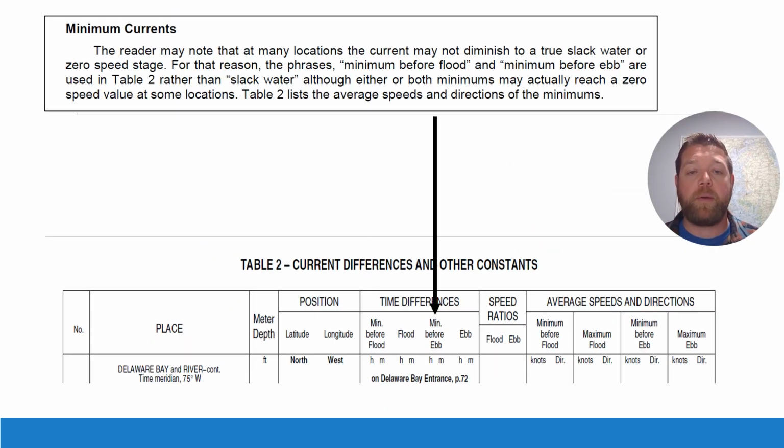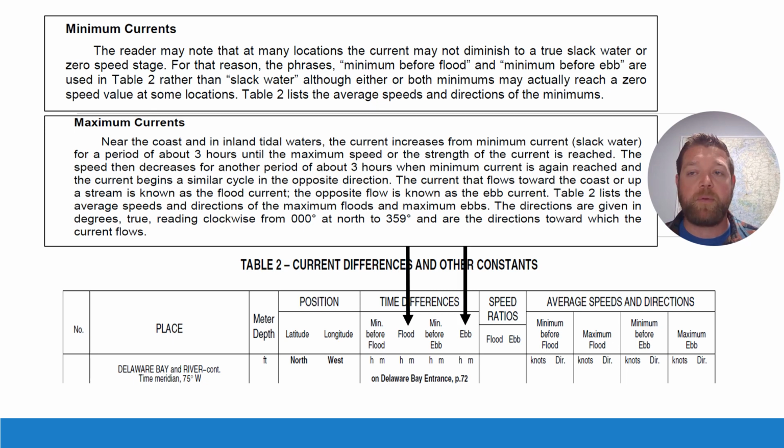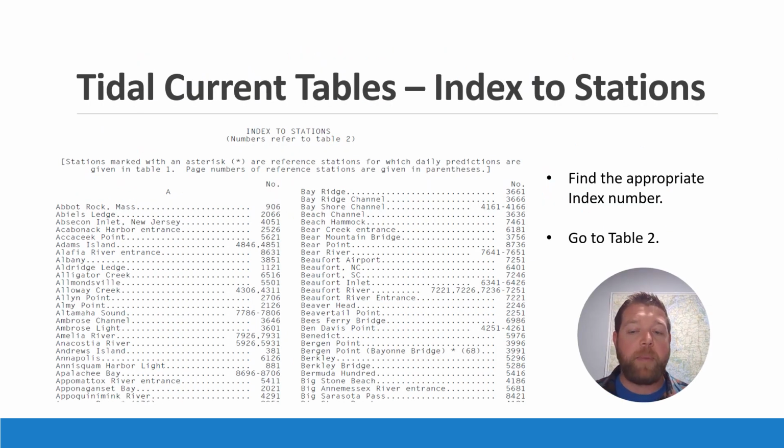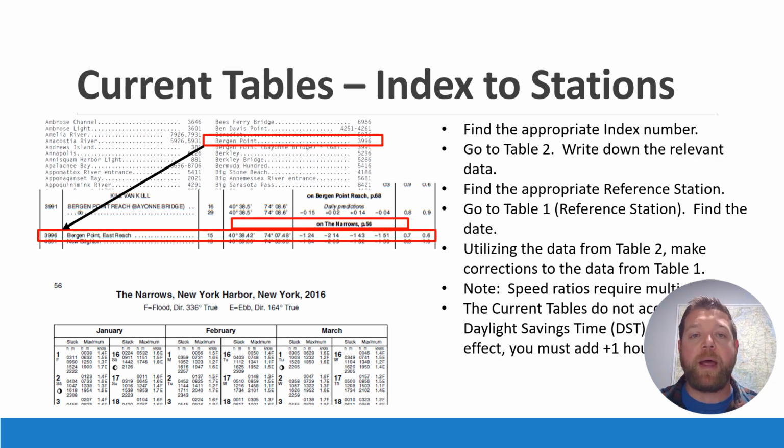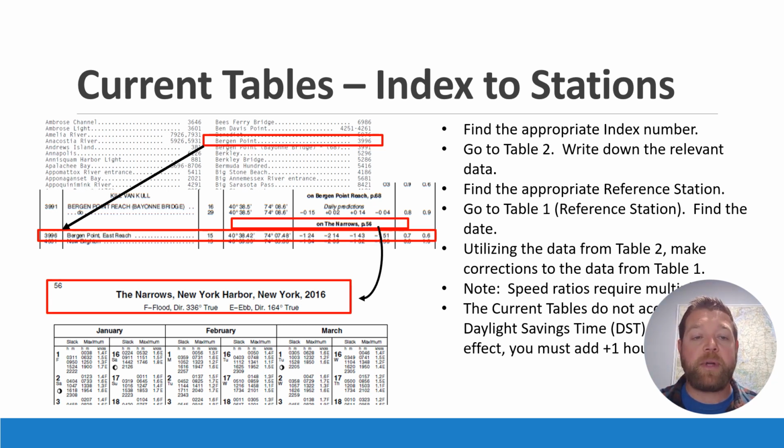So a little bit more on the differences for those. We explained what those were. And again, back to our index. That's where we go to find our table 2 secondary station information. So we start with the index. We go to table 2, we're going to grab whatever differences we need, and then we're going to go to table 1, and we're going to apply those differences for whichever day and whichever time we are looking for. So again, that's the three sides of the world of our tidal current station.